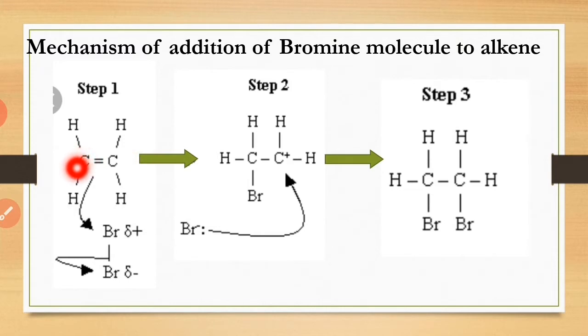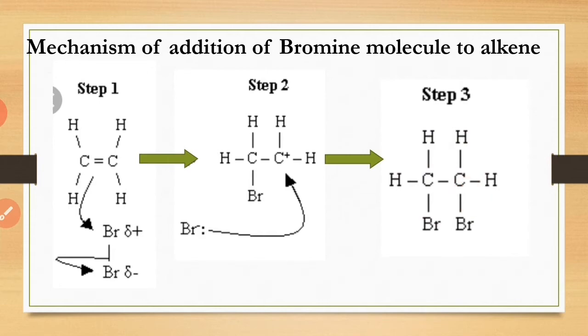Therefore the bromine atom which is near to the ethene molecule gets a positive charge and the other atom gets a negative charge. This positively charged bromine atom attacks the pi electrons of the double bond, giving the carbocation, that is the positively charged carbon, and a negatively charged bromide ion. This bromide ion then gets added to the positively charged carbon atom, and there is formation of the addition product.